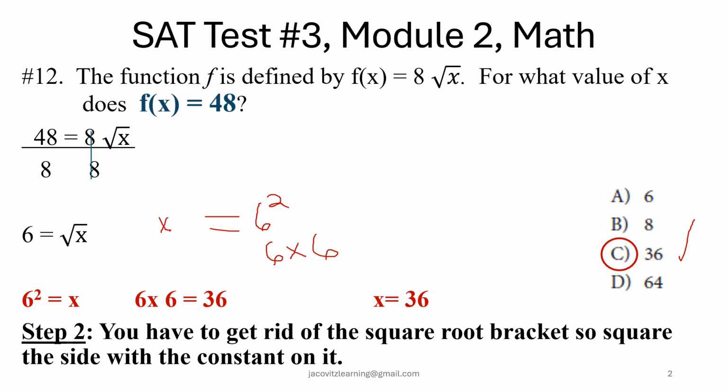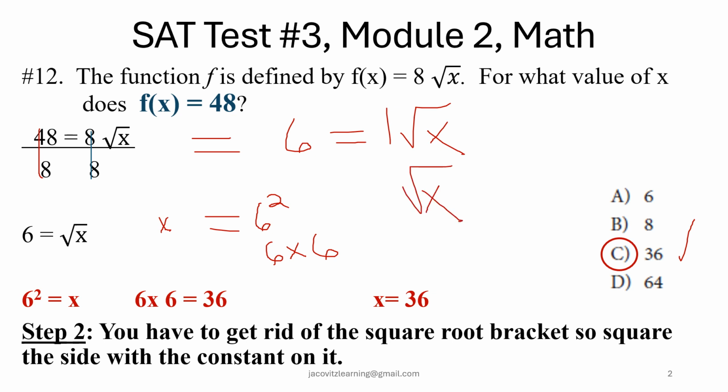Now, let me ask you this. If you see 48 over 8, remember, you've got to get rid of this bracket here, because you want to get rid of this so that you can just write it as an equation. If you think about it, this equals 6 equals 1 over the square root of x, which is the square root of x anyway.